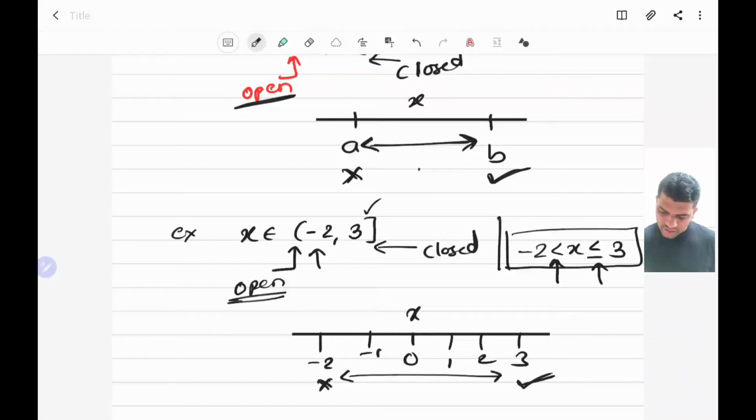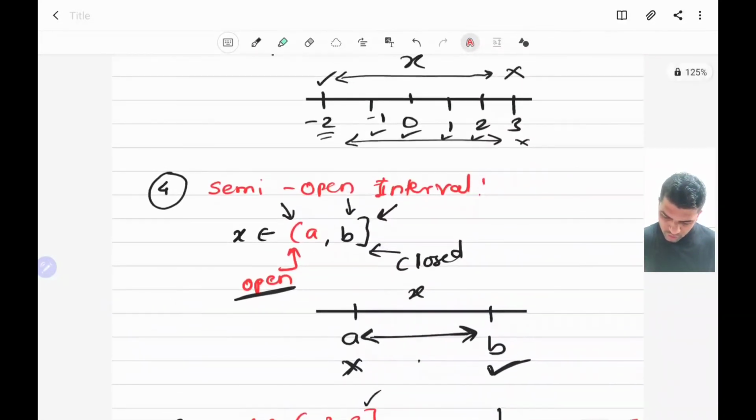So this is the way that they represent. There are two ways in which they can represent this semi-open interval, either this way, or this is one more way of presenting a semi-open interval. So let's try to write even this symbolic form.